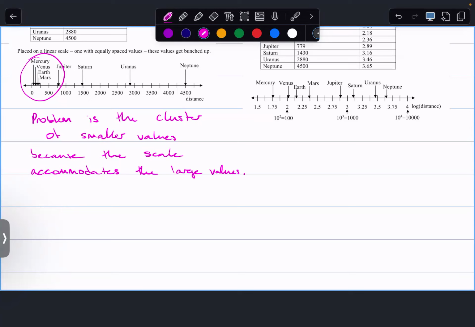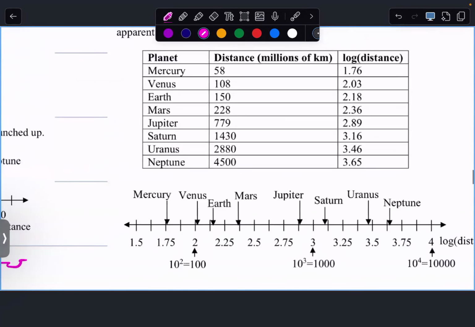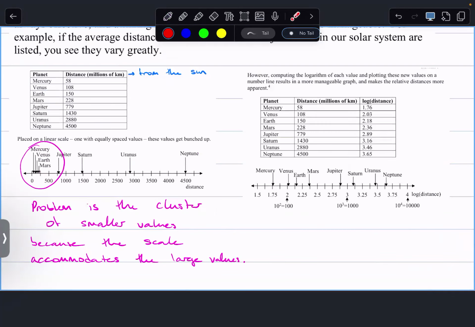Yeah. And so that happens a lot in things like chemistry and biology and anything where we have this kind of large range of possible values. So to get around that, what we do is we take the log of the distance. What does the log do? The log of the distance.